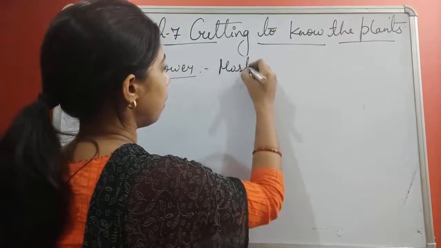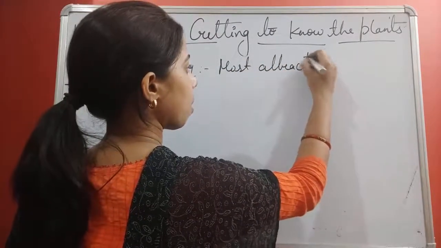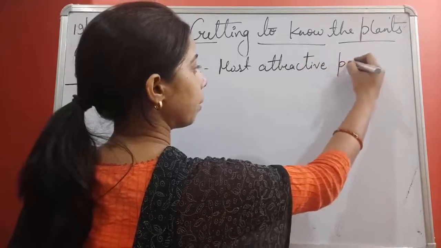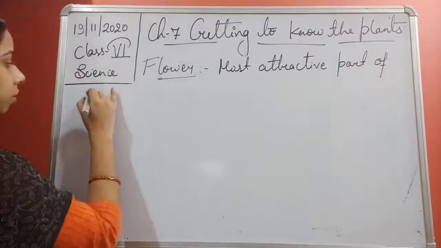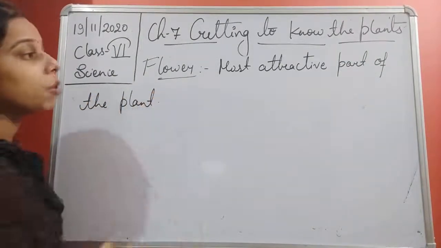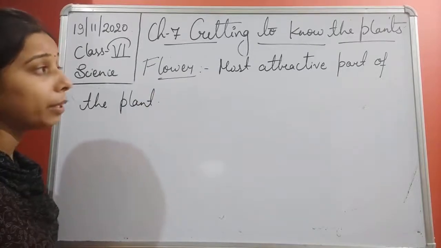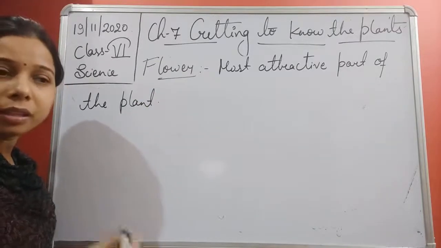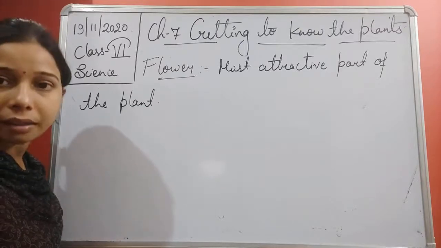Most attractive part of the plant. Most attractive part of the plant is the flower, student. When you look at the flower, by looking only, you can say that you will get attracted towards a plant because of the presence of a flower in it.